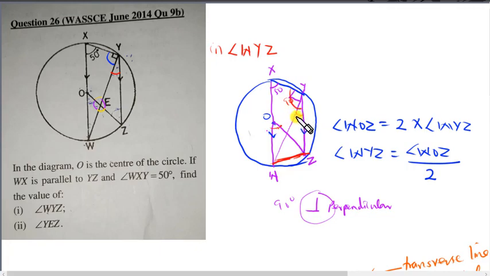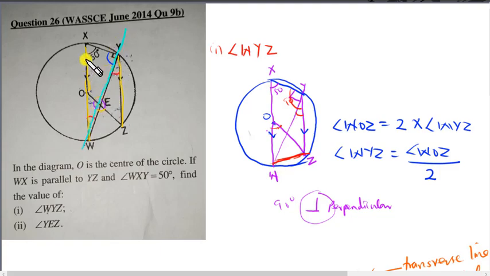Now, another way that we can find the angle WYZ, because we have parallel lines here, let's look at it very well. The angle WYZ on the diagram is the same as the angle XWY. Why? If you look at this carefully, you can see that these two lines are parallel lines. That is from X to W. Let me draw it. Yes, X to W, and then from Y to Z.